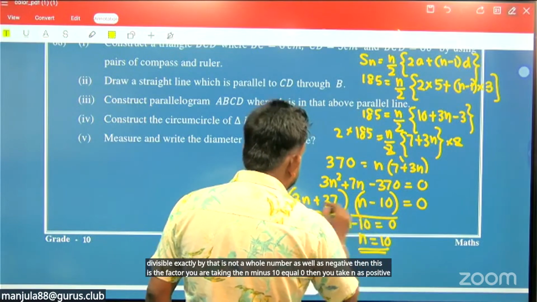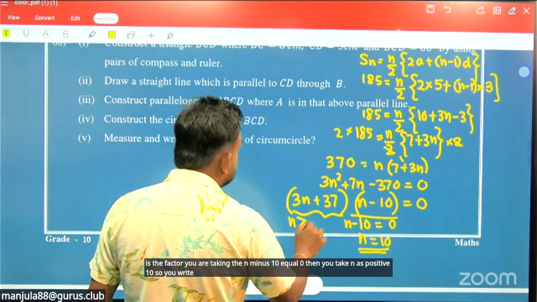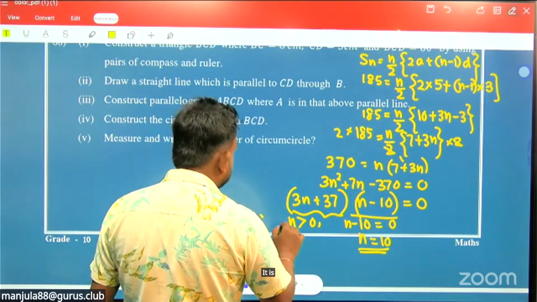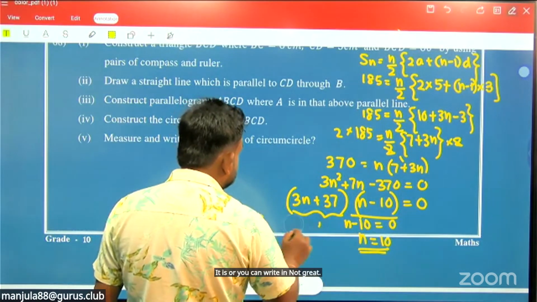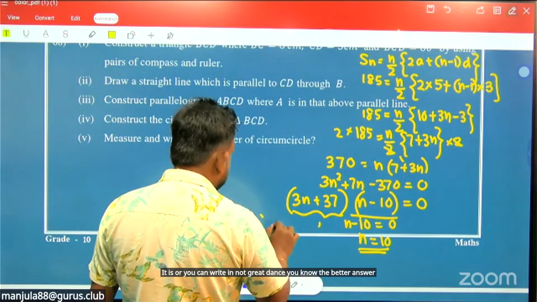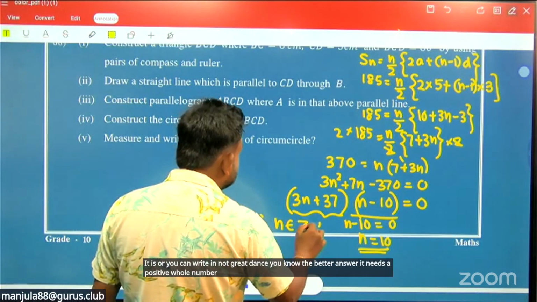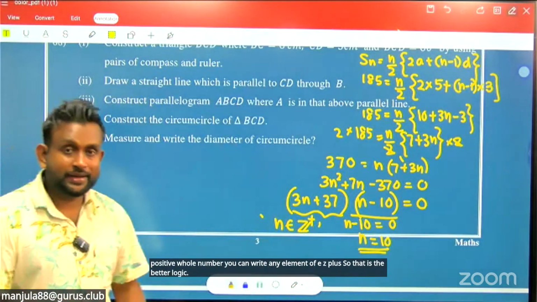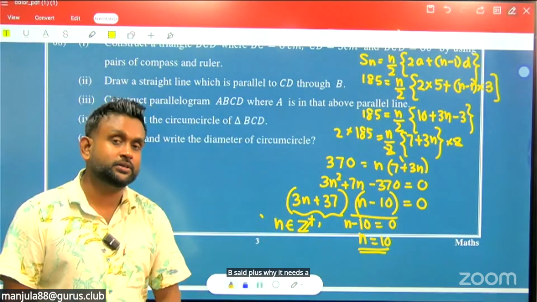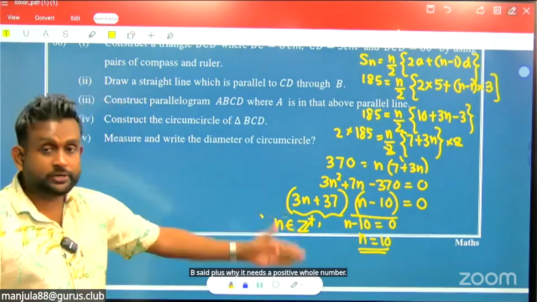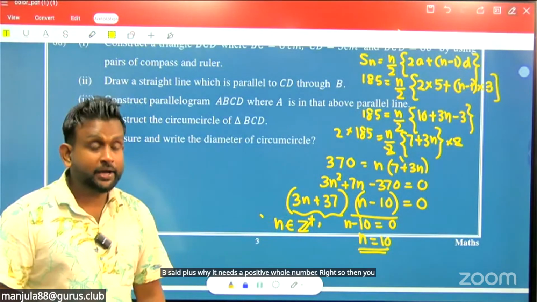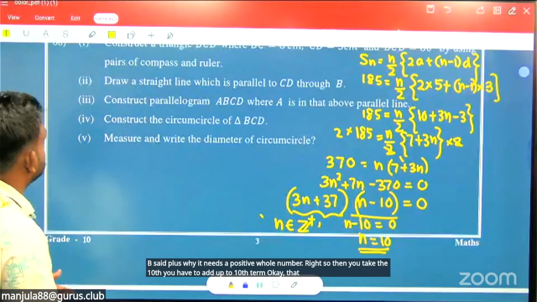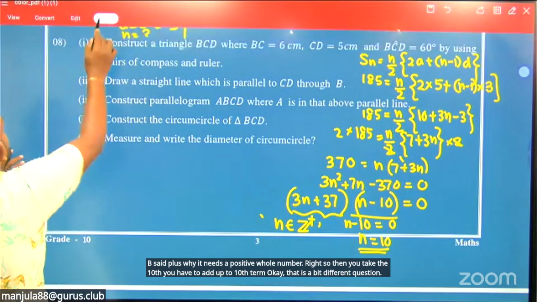So you write here n is greater than 0, or the better answer, n is a positive whole number. You can write n is an element of Z plus. So that is the better logic, Z plus. Why? N is a positive whole number. So then you take the 10th term. You have to add up to the 10th term. Okay, that is a bit of a different question dealing with that one.